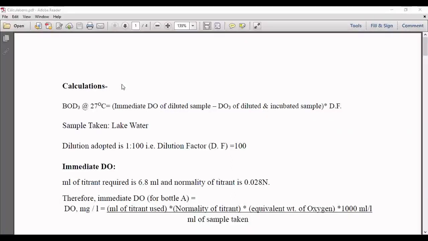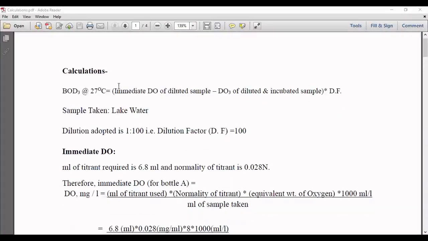Let's see the calculation part of BOD experimentation. So the formula that we use is BOD 3 at 27 degrees Celsius is equal to immediate DO of the diluted sample minus DO 3 of the diluted and incubated sample, into dilution factor. So here BOD 3 at 27 degrees Celsius. If I have done the BOD analysis for 5 days at 20 degrees Celsius, then that particular value can be put. So that is BOD 5 at 20 degrees Celsius.